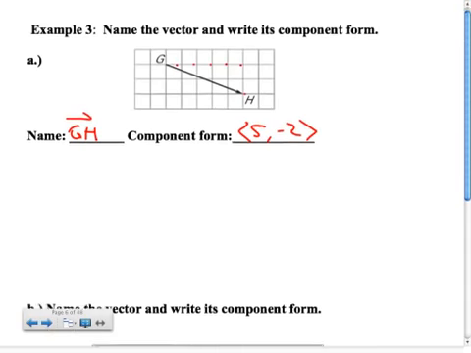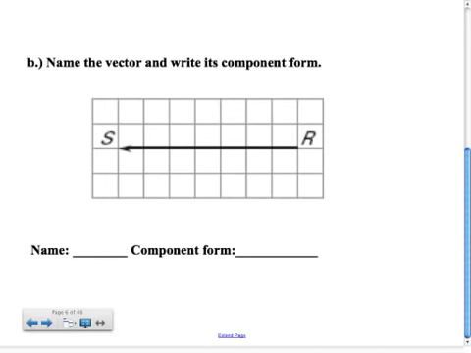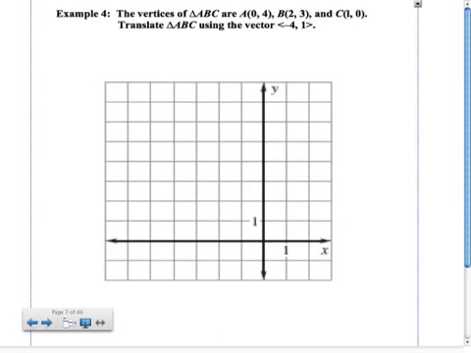For this next one, I would just pause the video, see where you're at, okay? Name it, and then give me the component form. So the name, vector RS, component form, I got to go left, 1, 2, 3, 4, 5, 6, 7, left 7, and then I don't have to go up at all. Okay, so that would be the component form there of that vector. Again, horizontal, then vertical, X, then Y.